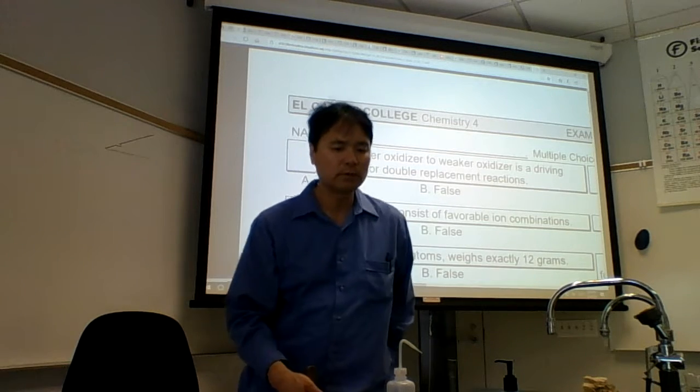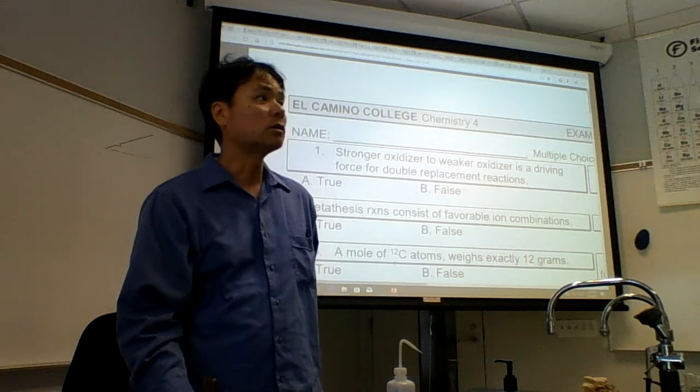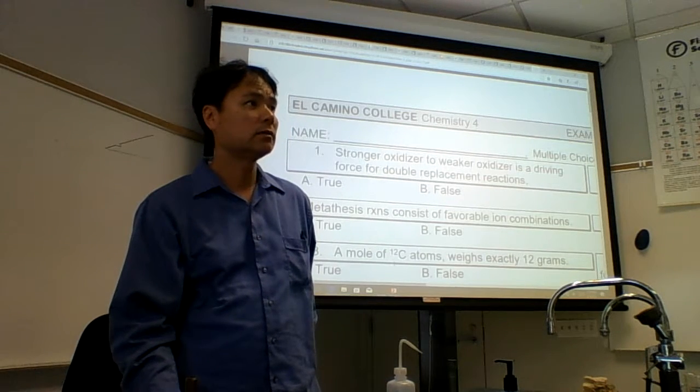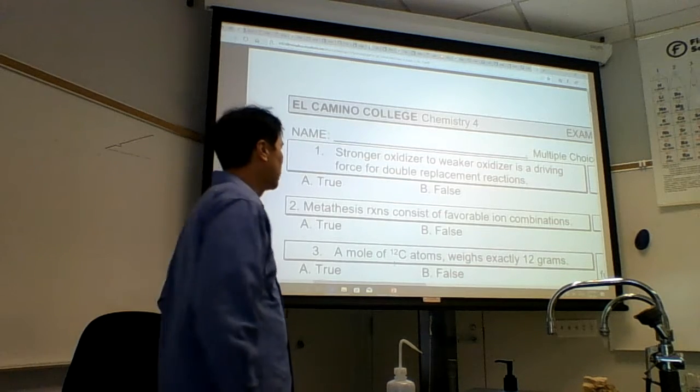What's the something else that we look for in double replacement? We look for precipitation, stronger to weaker acid. Sounds similar, but it's different. Stronger to weaker acid, or gas formation.